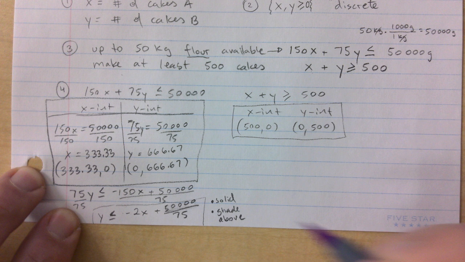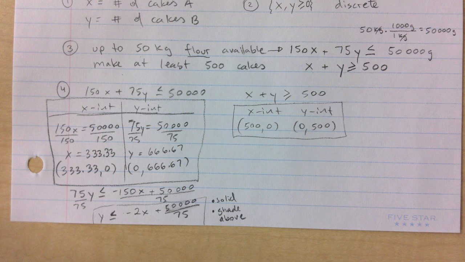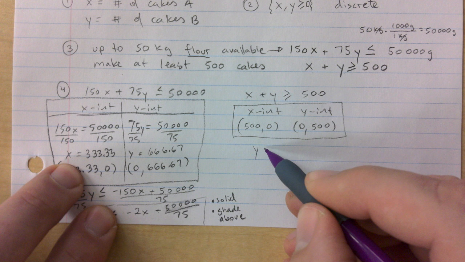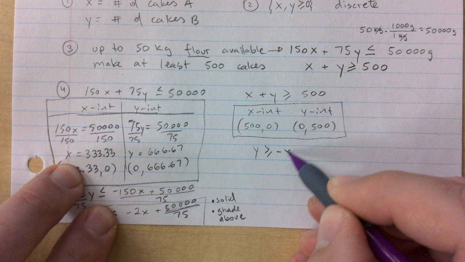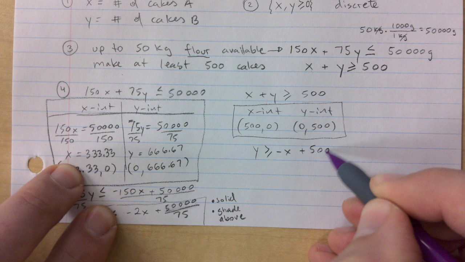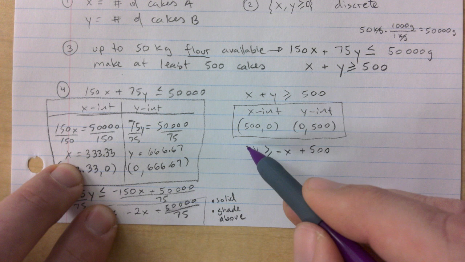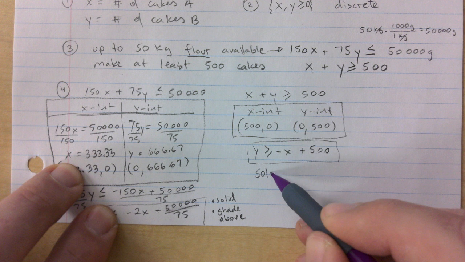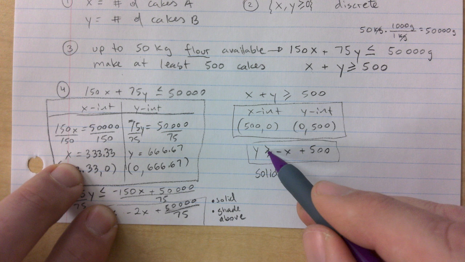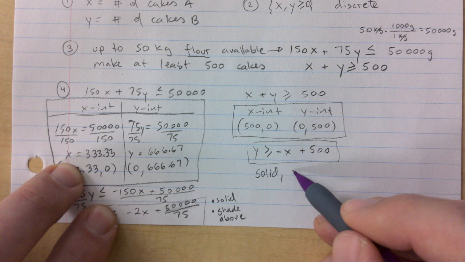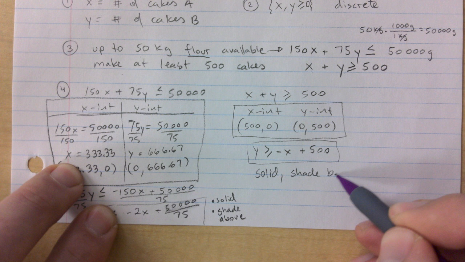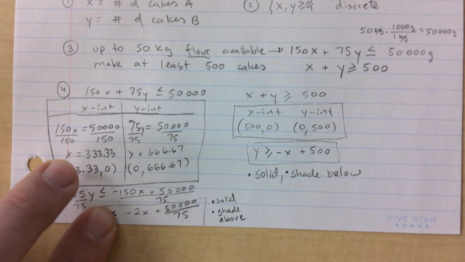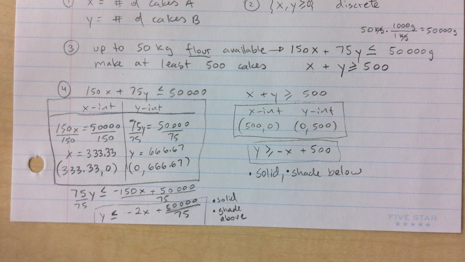We do reverse shading. This one is simply that rewritten. Right, I box that in. It's the solid. Above is true, so shade below. Solid, shade below. And then we're going to graph it.